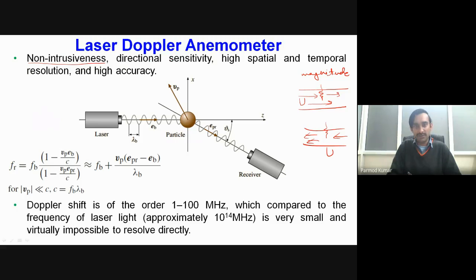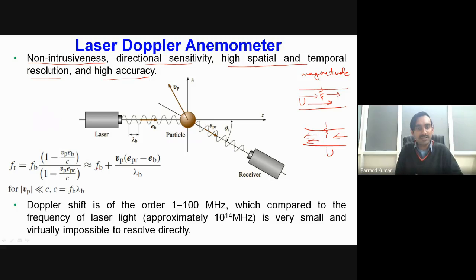So here we have sensitivity to direction also. Then we get high spatial and temporal resolution, because that depends upon the loading of the particles. And then we have very high accuracy. This laser Doppler anemometer is based on the principle of the Doppler effect.